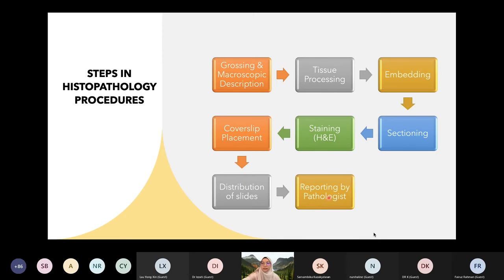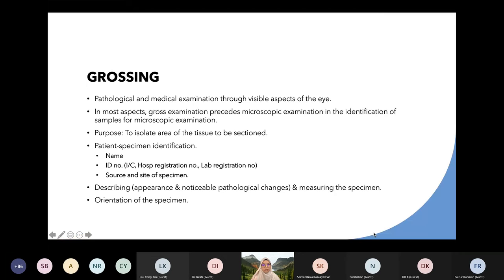The ones that involve the officers or the specialists are only the grossing stage and reporting, and the rest are completed either by automated machines or by the medical lab technologists, or what we call MLTs. Let's begin with grossing.